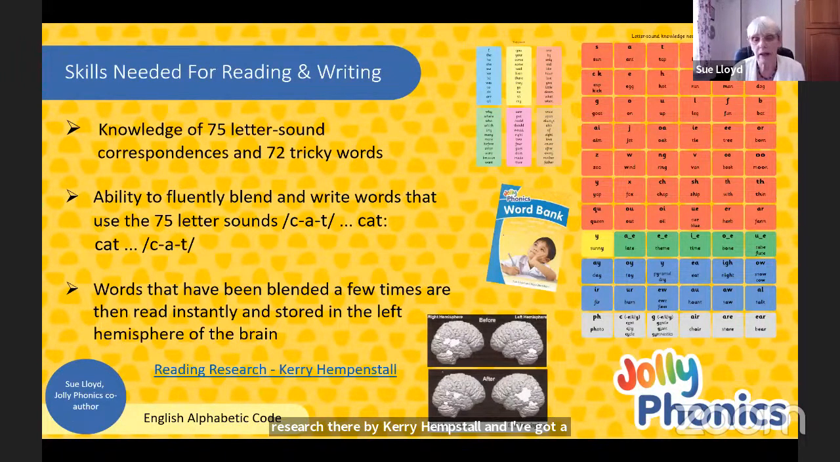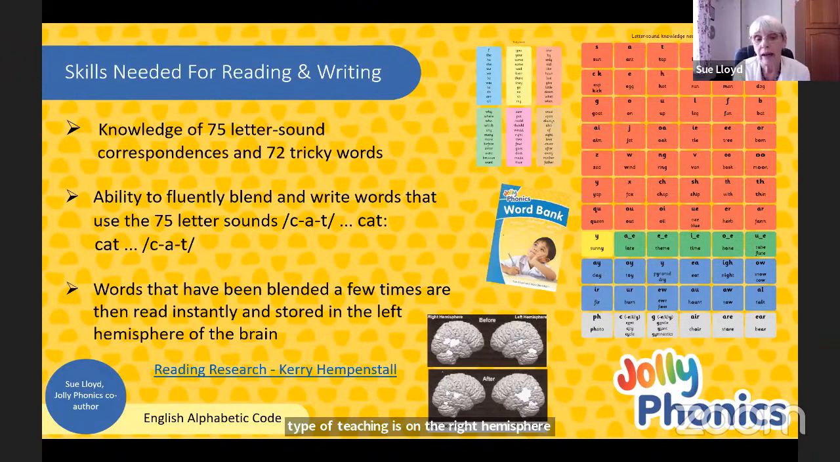There's a good piece of research there by Kerry Hempenstall, and I've got a picture of the brain scan. This is very interesting because nowadays they are finding out much more about how our brains work when children are learning to read. These scans were done on a child who struggled with reading and was failing badly. Then somebody taught them all about phonics and decoding and working out words, and then the scan was done after that.